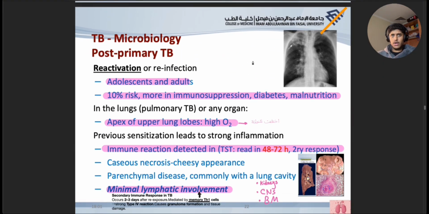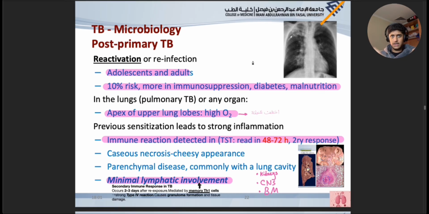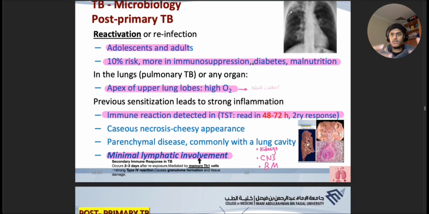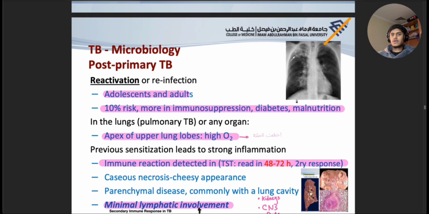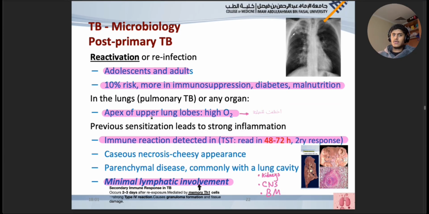However, the post-primary TB, or latent one, the reactivation or reinfection, comes really late, even in adolescence or adulthood, and the risk is 10%. However, if you are diabetic, have malnutrition, or are an HIV or AIDS patient, immunocompromised, these factors can increase the chance of you having a reactivation of TB and being more infected by it. And we can see how the apex of the lung lobes have high oxygen, and the previous sensitization can lead to strong inflammation.